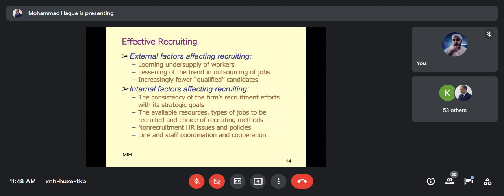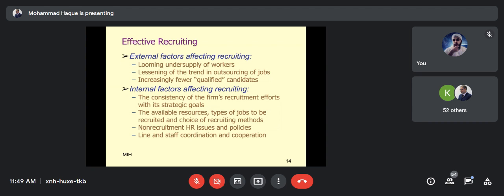Then we have got a lessening of the trend in outsourcing of jobs, because outsourcing has become very common, such that a large number of jobs are outsourced. We get things done, and then we only indulge in the main business. Then increasingly fewer qualified candidates from outside are available. That will affect the recruitment process.